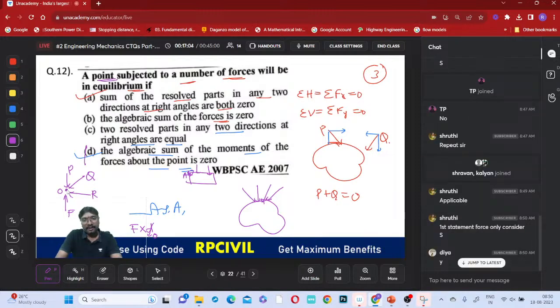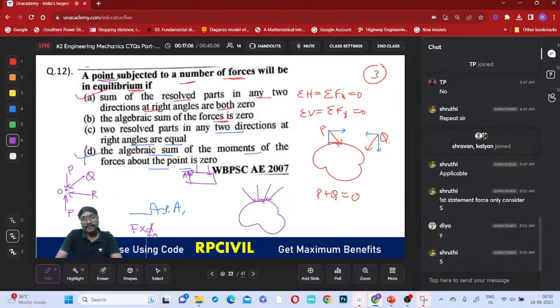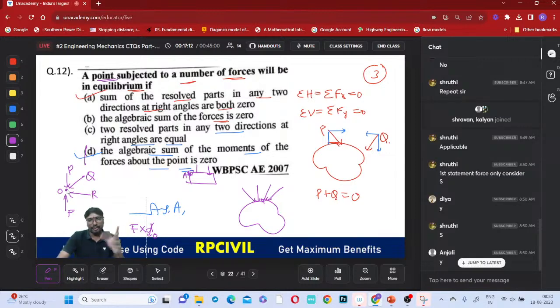Everyone, is it clear? Why are we not considering the algebraic sum of these moments? Because every moment is 0. P into 0, Q into 0, R into 0, F into 0. Every force is creating 0 moment. Then where does the question of algebraic summation come from?